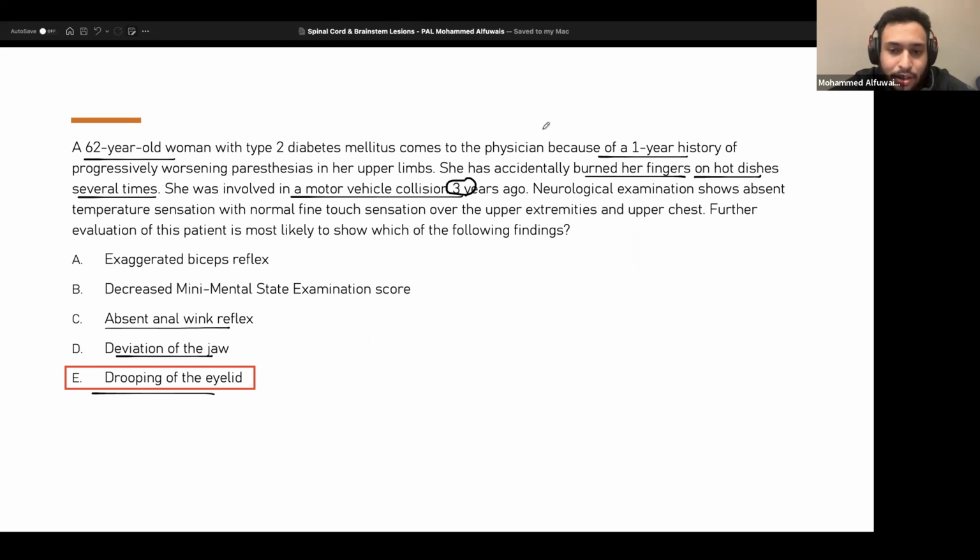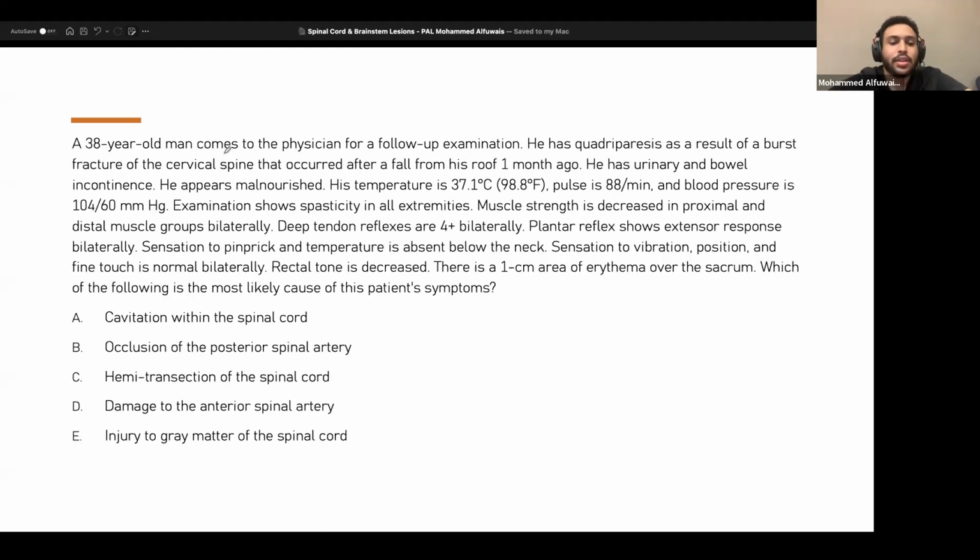Perfect. Last question. A 30-year-old man comes to the physician for a follow-up examination. He has quadriparesis as a result of a burst fracture of the cervical spine that occurred after a fall from his roof 1 month ago. He has urinary and bowel incontinence. He appears malnourished. His temperature is 37.1 degrees Celsius. His pulse is 38. Blood pressure is a bit hypotensive, okay, low.